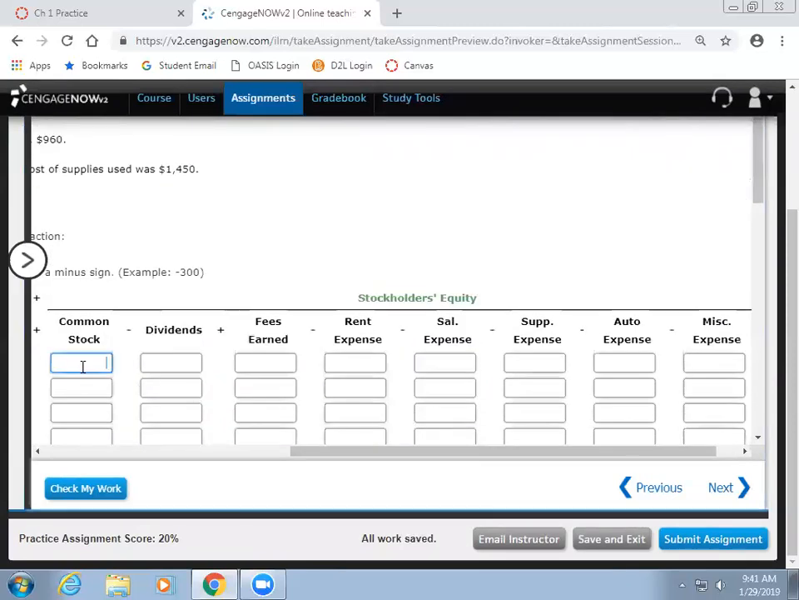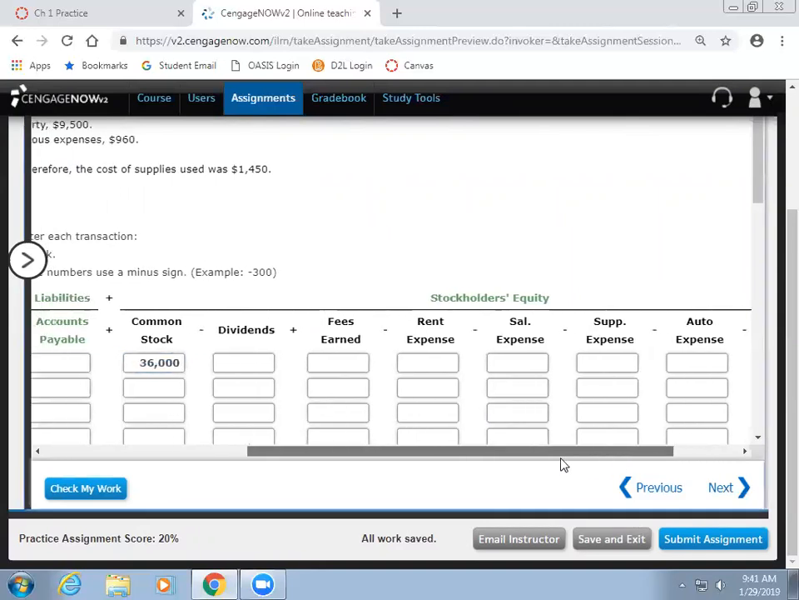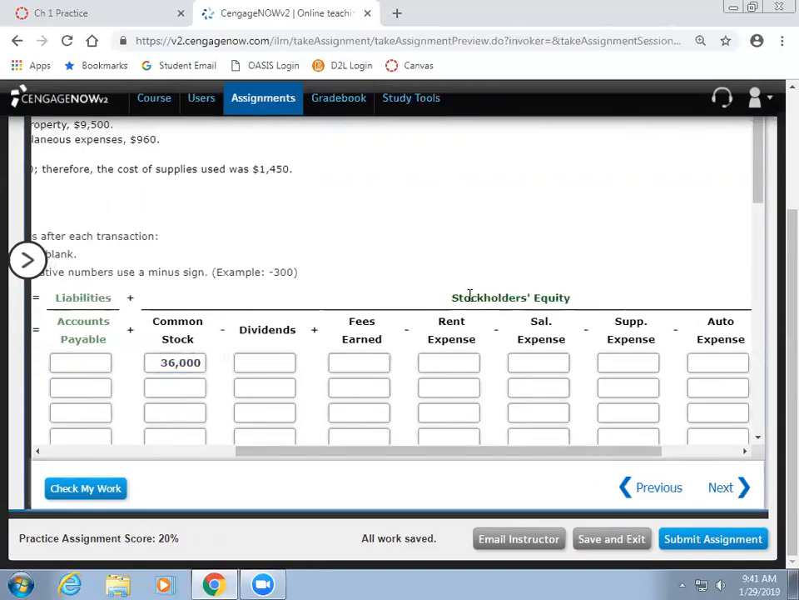The fun part is scrolling. Common stock also shows an increase over here under stockholders' equity. So common stock gets increased $36,000.